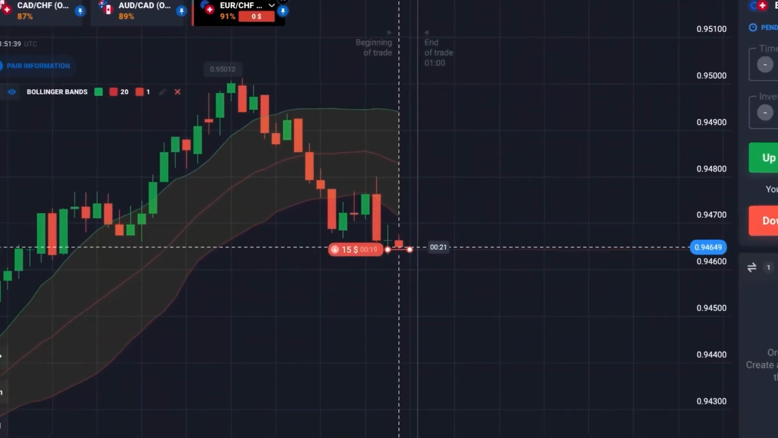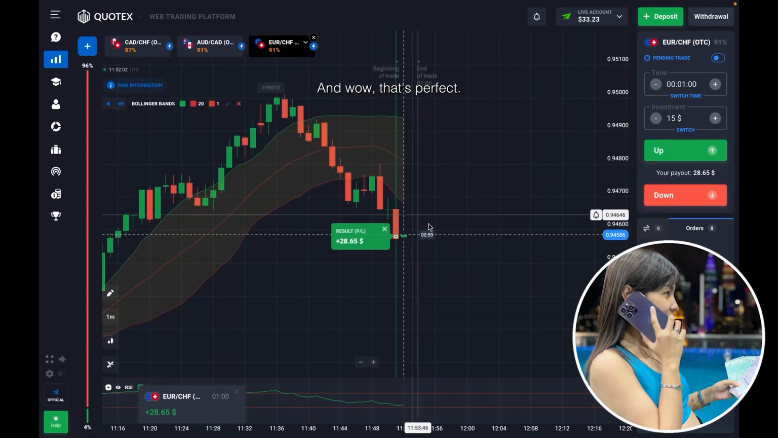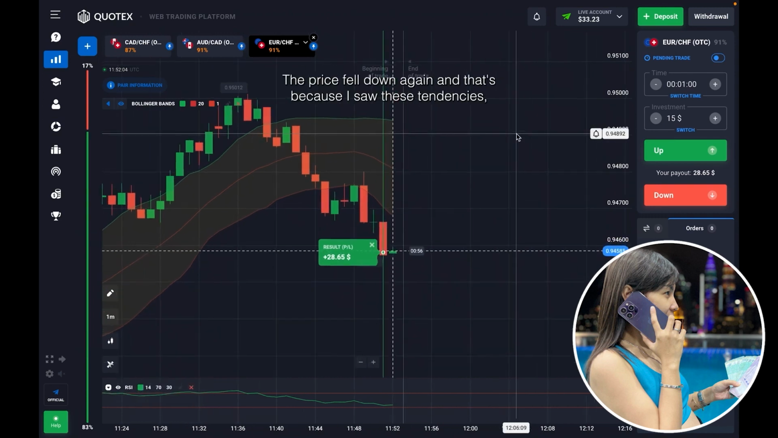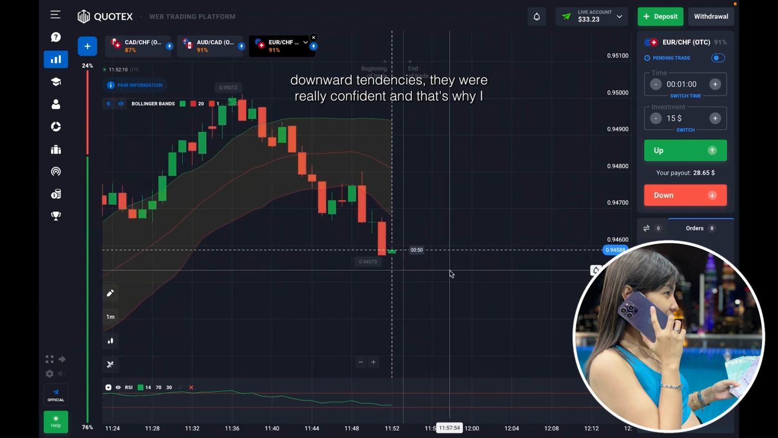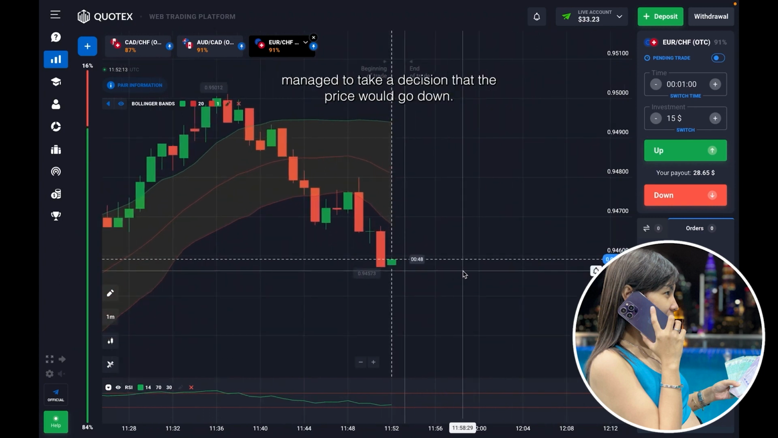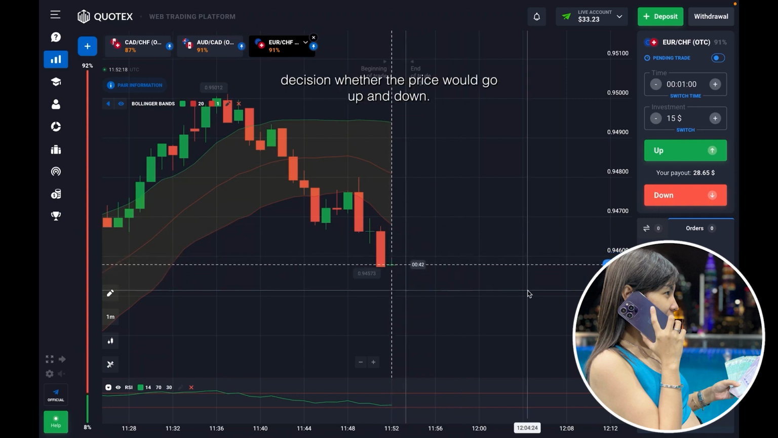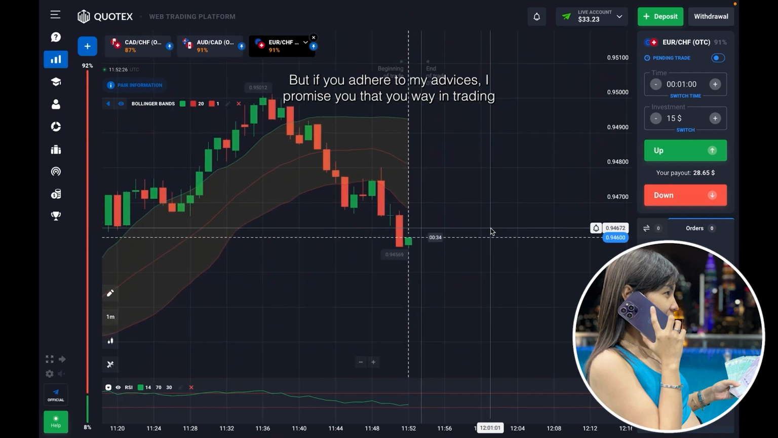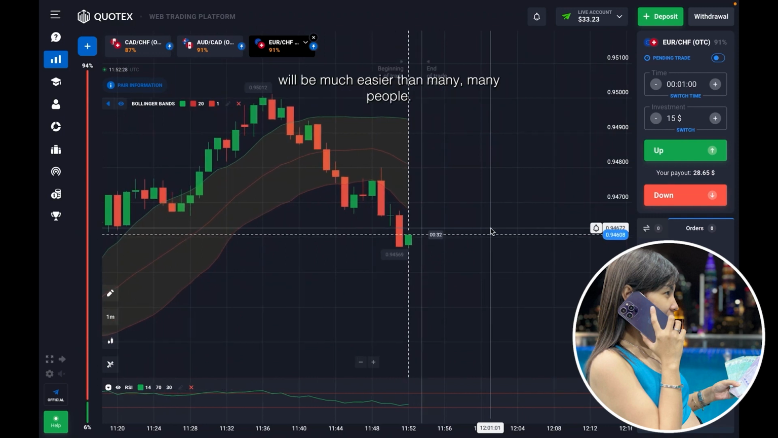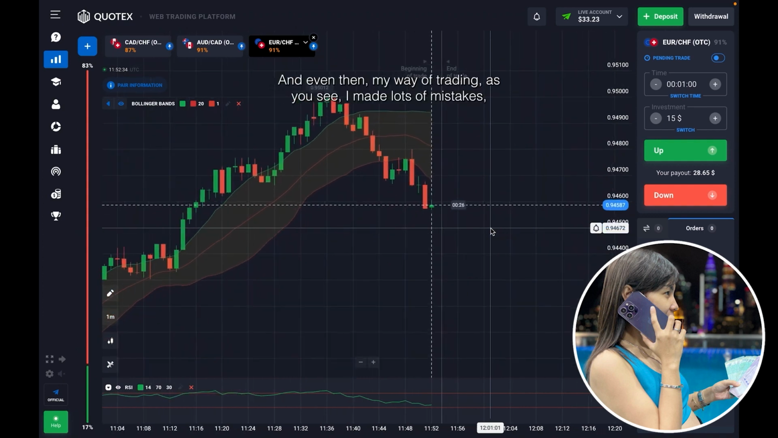That's incredible. The price fell down again, and that's because I saw these downward tendencies. They were really confident, and that's why I managed to decide that the price would go down. So when you're a beginner, it can be hard enough for you to decide whether the price will go up or down. But if you adhere to my advice, I promise that your way in trading will be much easier than many people's. And even then, in my way of trading, as you see, I made lots of mistakes.